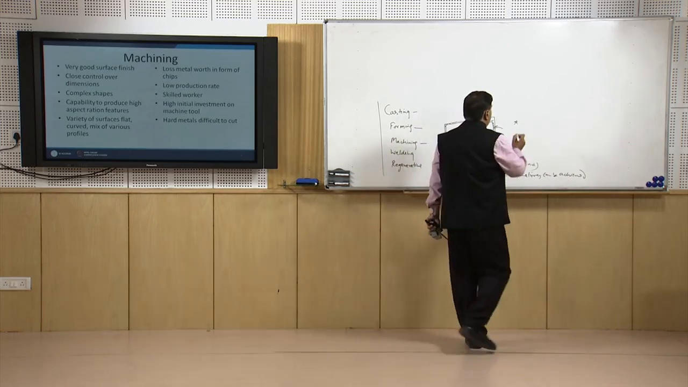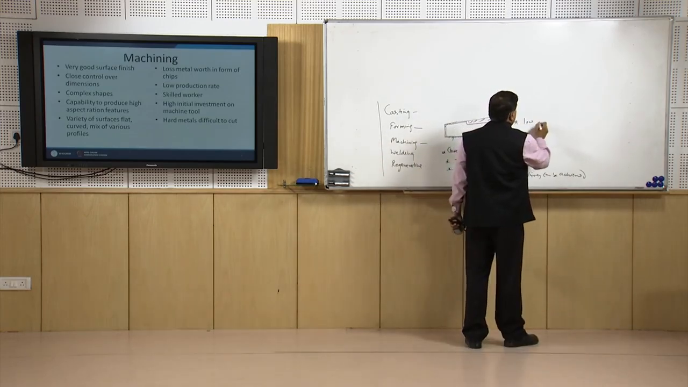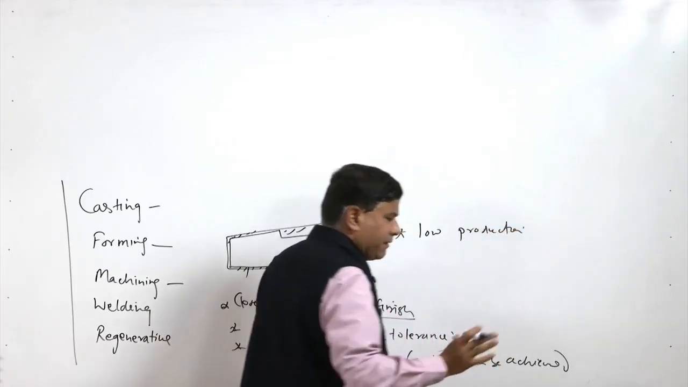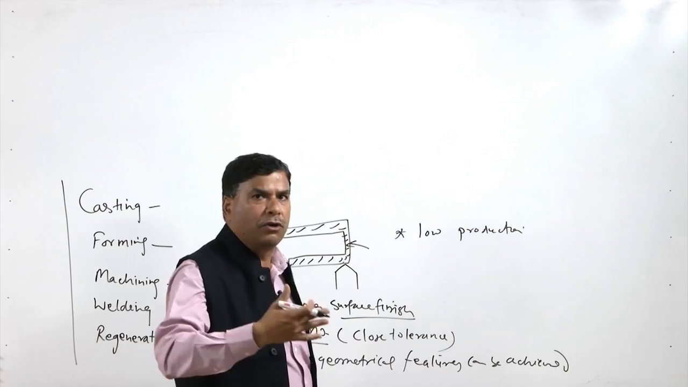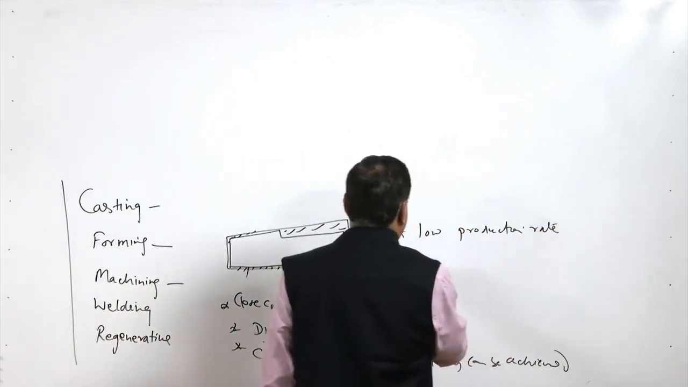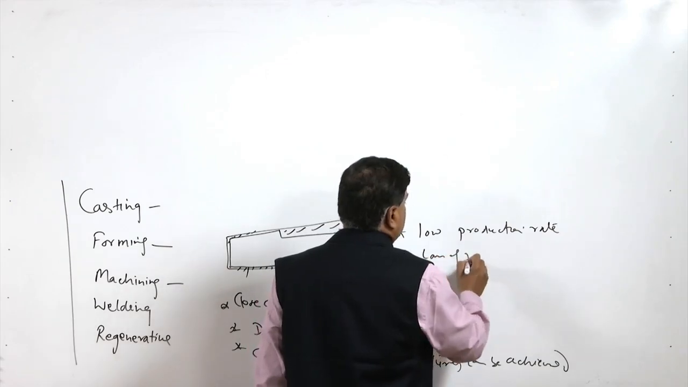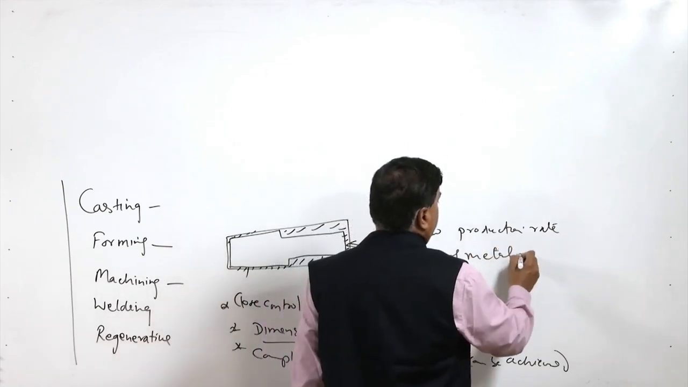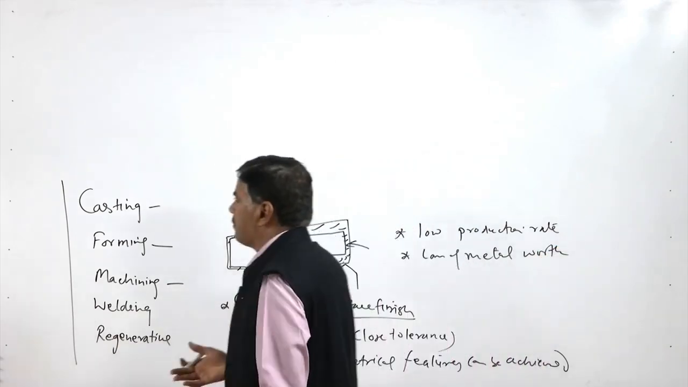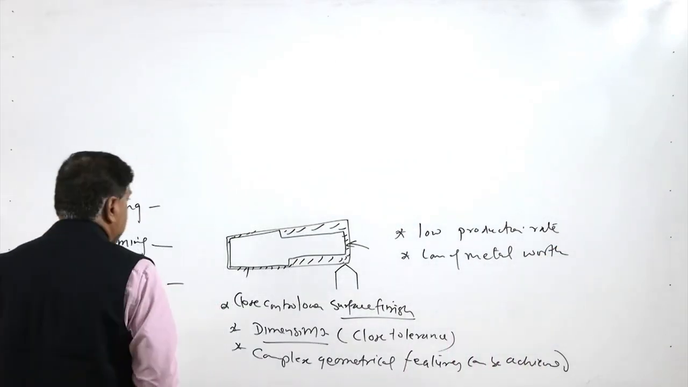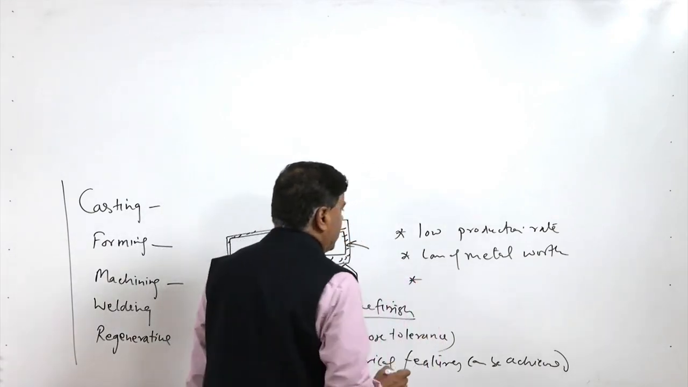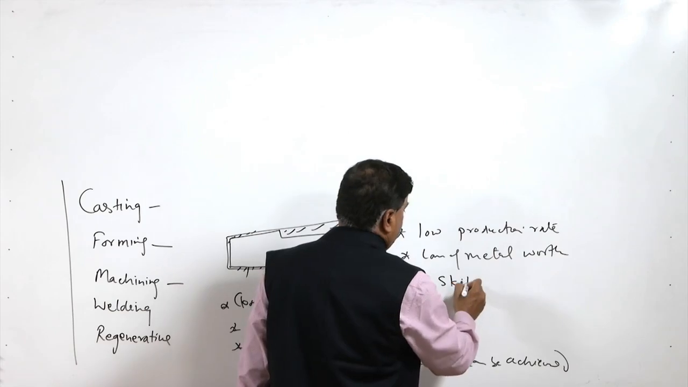the low production rate, because the material is removed sequentially one by one. So, it takes long to achieve the desired size and shape, and there is a loss of metal worth. Material whatever is removed is lost and cannot be used further for any other useful purpose, and therefore, metal loss takes place.